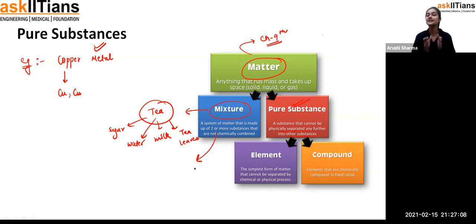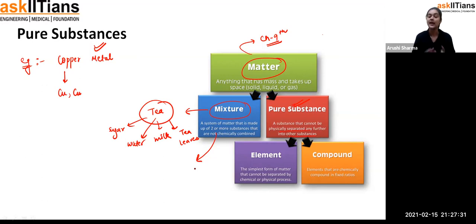And this matter is divided into two categories. One is the mixture, and another one is the pure substance. Now, if we talk about pure substances, a pure substance contains only one particular type of element or component, but we'll see its classification as well. So don't worry about it. You will not be able to separate them out physically.